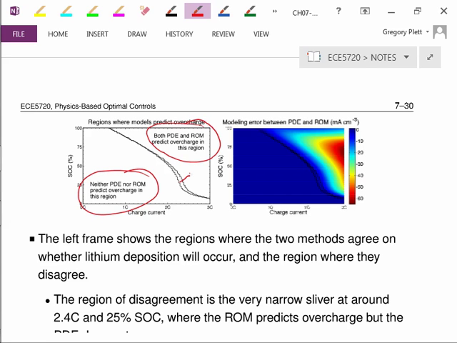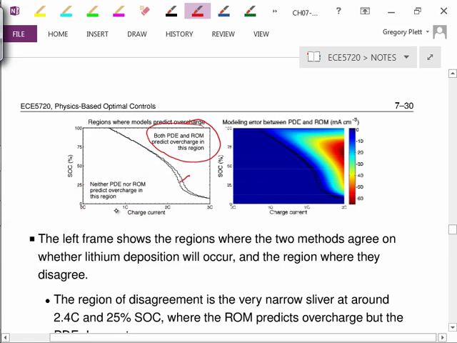And that's exactly what we want for a control scenario. We want to be able to control this cell right up to the point of overcharge, but no further than that. And it's best if we are slightly conservative into where we think that the lithium plating happens, so that I don't overconfidently charge a cell when I shouldn't.